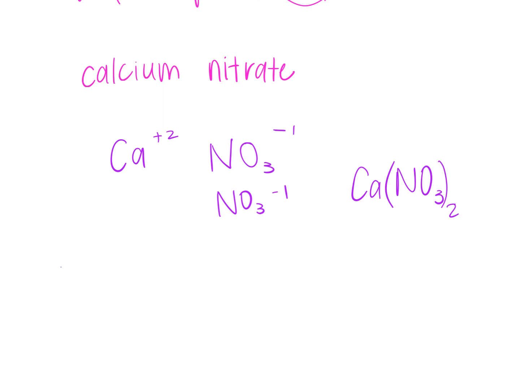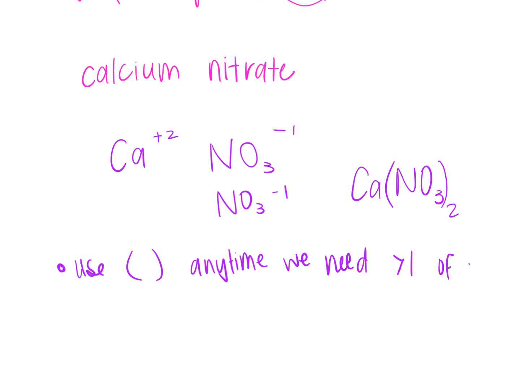So let's write that out. Use parentheses anytime we need more than 1 of a polyatomic ion. Okay, anytime we need more than 1 of a polyatomic ion, we have to use parentheses.